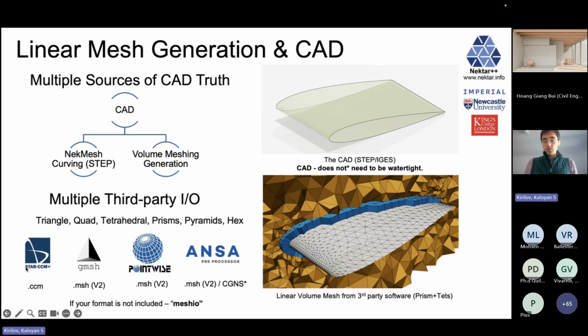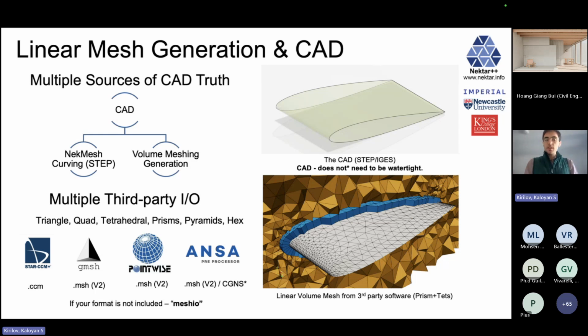The type of meshes that we support, otherwise, is pretty much everything that you can think of in terms of common finite element mesh types. Like tetrahedra, prisms, pyramids, and, more recently for this workflow, hexes also. Okay, you have your linear volume mesh. You have generated it in your favorite tool. So let's go to how we curve it.